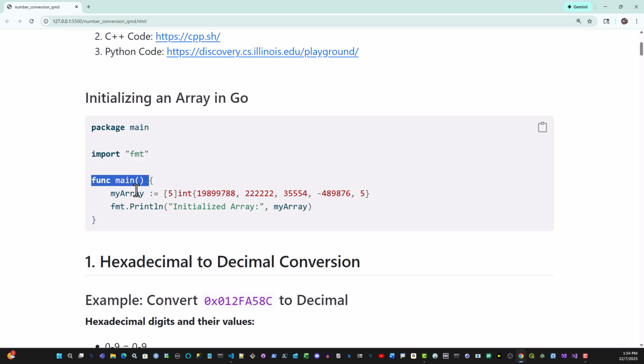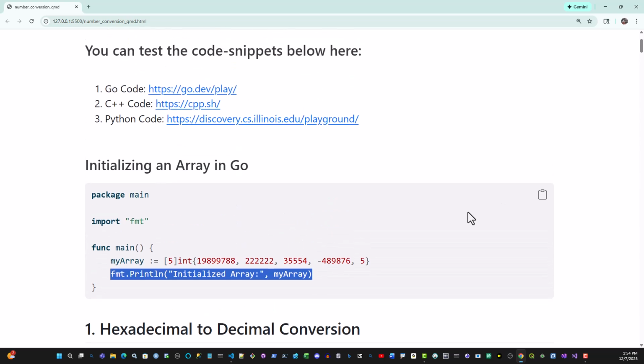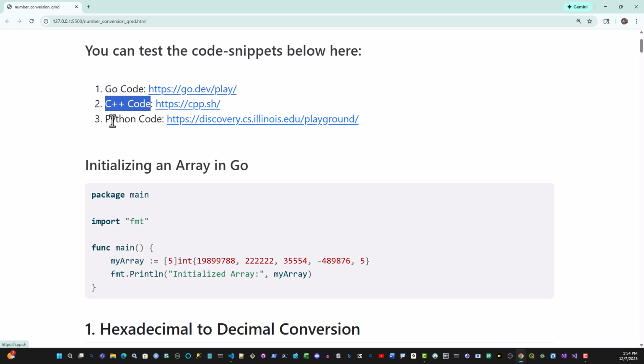Well, you should be familiar with this if you watched my previous video, how to set up Go in Visual Code. Here I'm simply creating an array of 5 elements, and here are the numbers that I'm putting in. And then I just print out whatever is here. So what I'm saying here is that you can run Go code at this address, you can run C++ code at this address, and you can write the Python code at this address. Now, what do I mean by that?